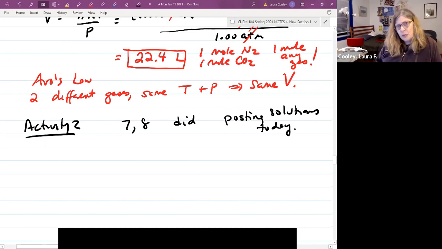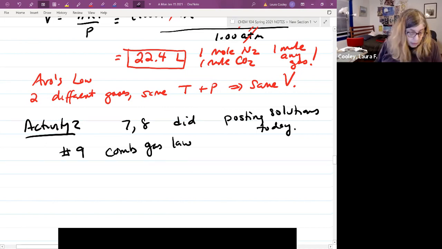So, sometimes we will do the problems. If we haven't done them and they're not assigned, you should still do them. They're good practice. So what can I say about the rest of the problems in activity 2? Number 9 is a combined gas law problem, and so is number 10.